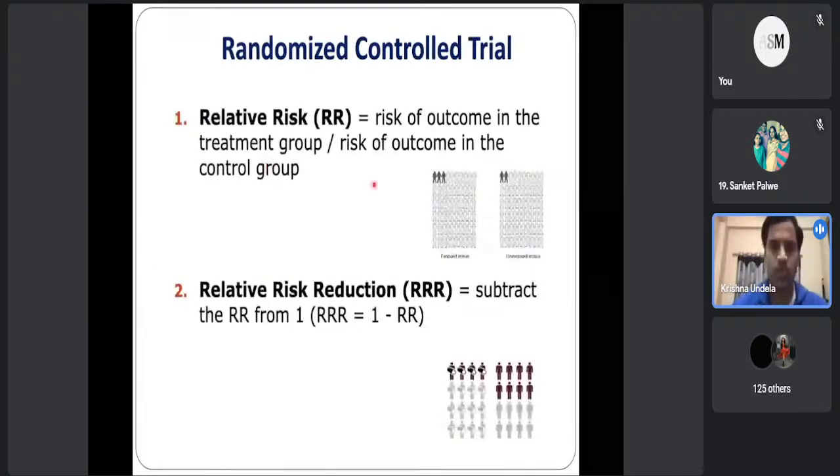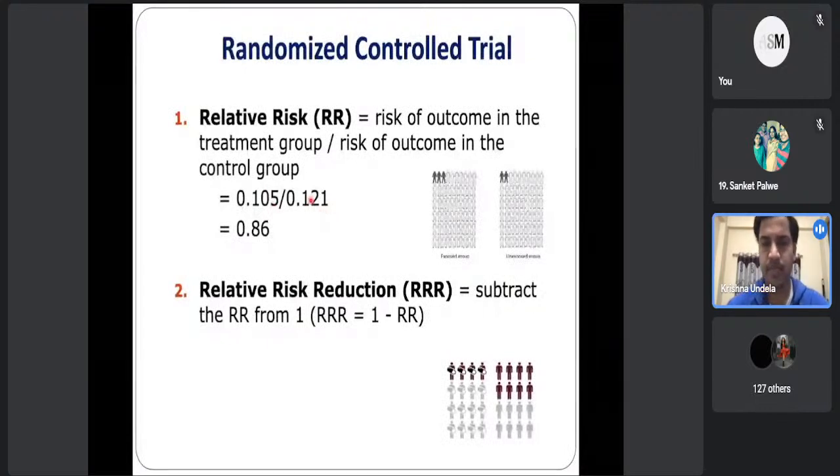Let us see how much we are having here. The relative risk formula, which we already discussed: what we are doing is the risk of outcome in the treatment group divided by the risk of outcome in the control group. Very simple formula. How much risk is there in the treatment group divided by how much risk is there in the control group. If you incorporate all the values, we have 0.105 divided by 0.121. This is A by A plus B, this is C by C plus D, and we got 0.86.